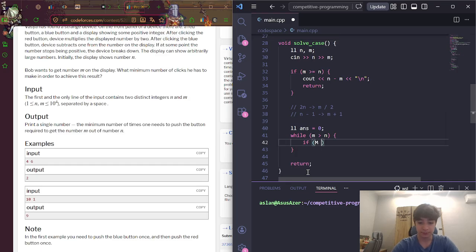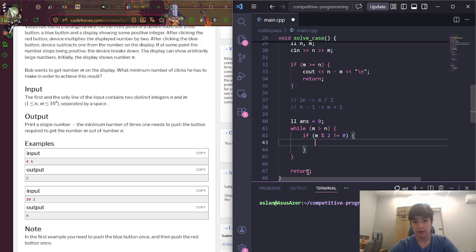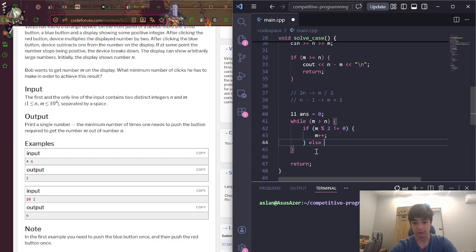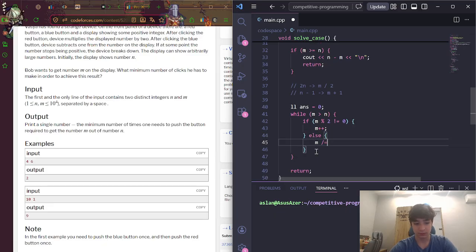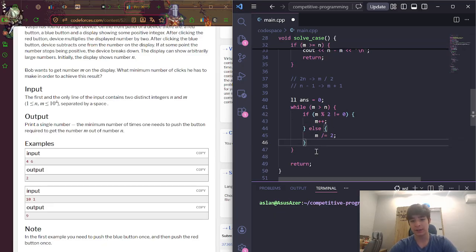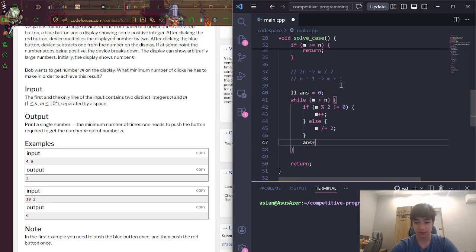So if m is not divisible by 2, then m plus plus, so m plus plus is this operation, and in the else position just divide by 2. And it doesn't matter if you write answer plus plus there or there and there.